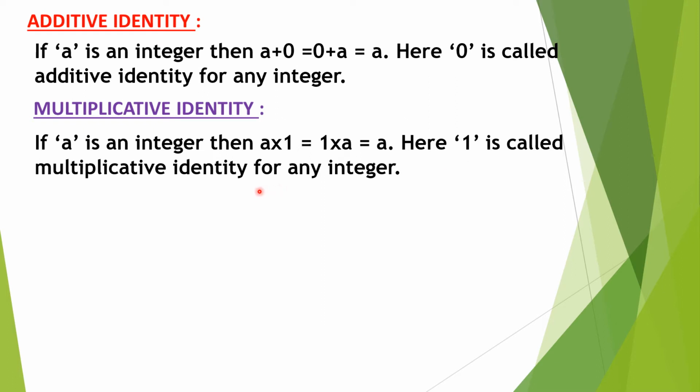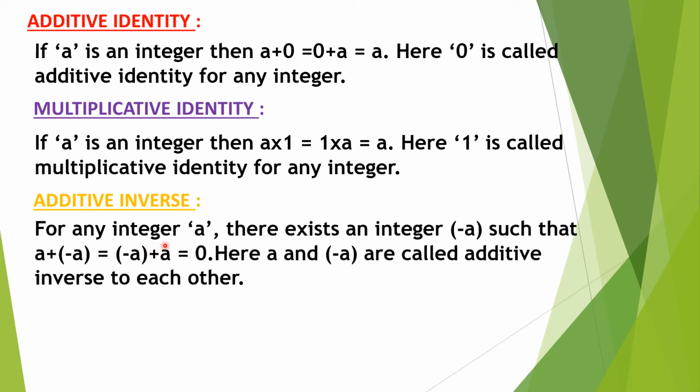Let us see one more property, that is the additive inverse property. Here, for any integer A, there exists an integer minus A such that A plus minus A equals minus A plus A equals 0. So here the sum of the positive and negative of the same integer becomes 0. That's why A and minus A are called additive inverses of each other. So the additive inverse of A is minus A and the additive inverse of minus A is A.